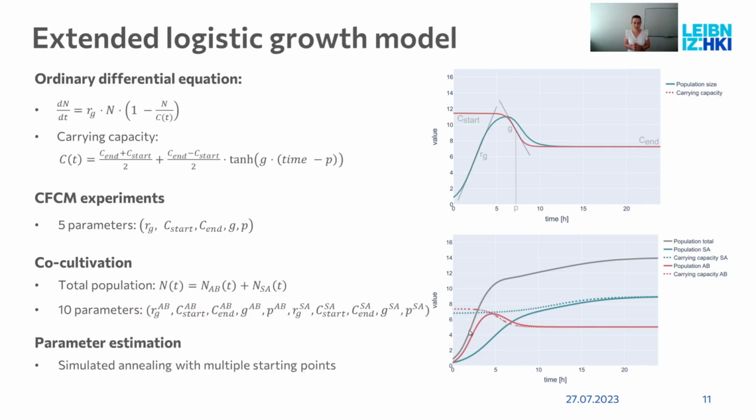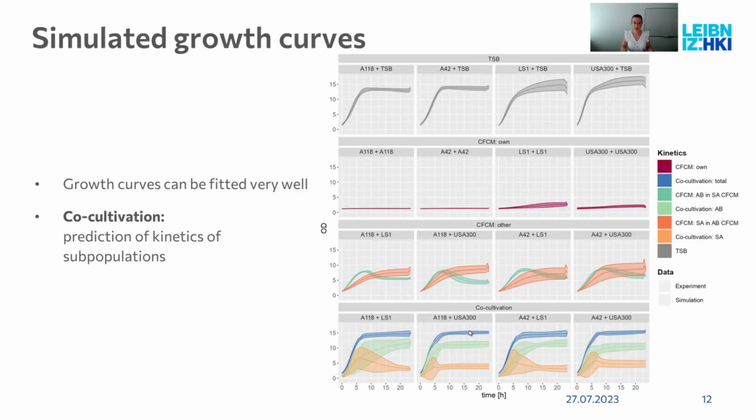The parameter estimation was done using simulated annealing with multiple starting points, and the fitted growth curves you can see here. So these are the simulated growth curves, and you can see that they fit very well with the experimental data. And now we can also make predictions on the growth of the 2 subpopulations in the co-cultivation experiments.